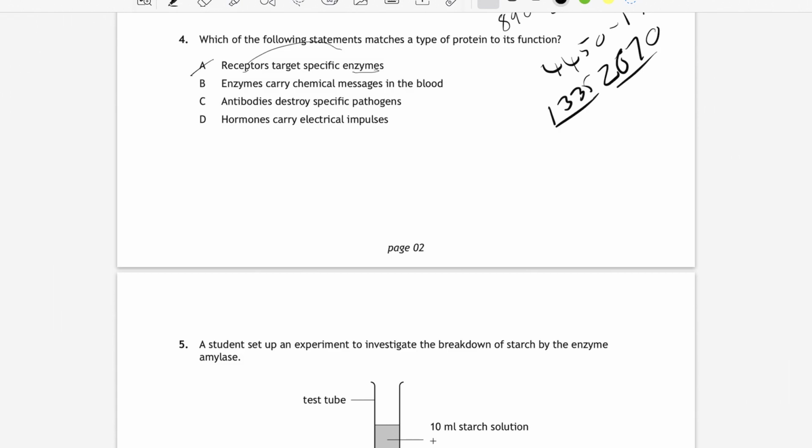Enzymes carry chemical messages in the blood. Incorrect. Enzymes speed up chemical reactions. So B has to be incorrect. Antibodies destroy specific pathogens. Now that one is the correct answer.